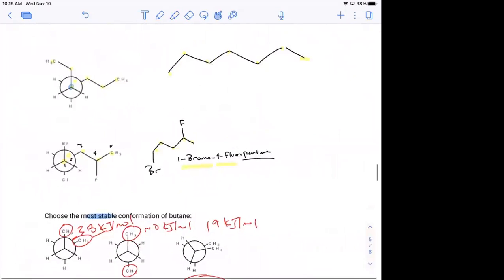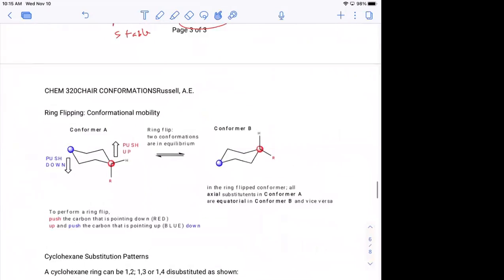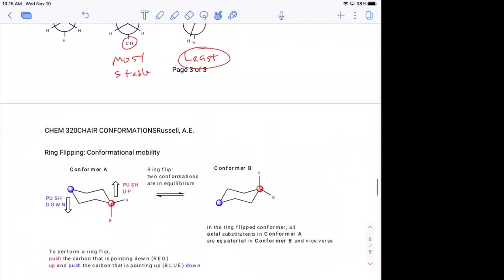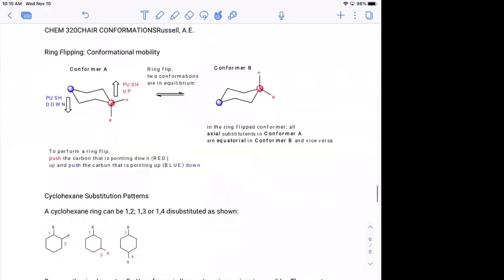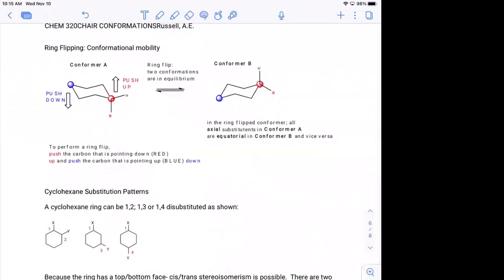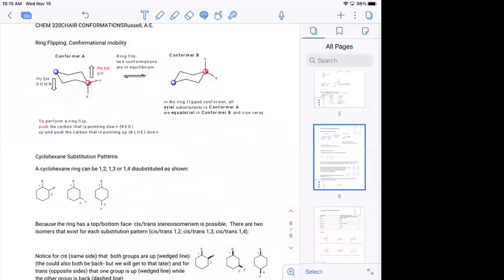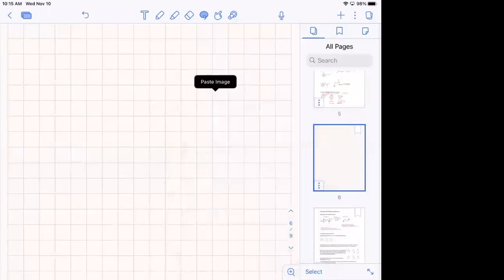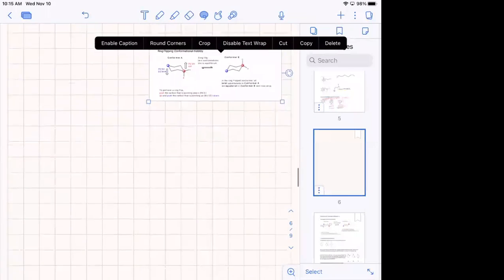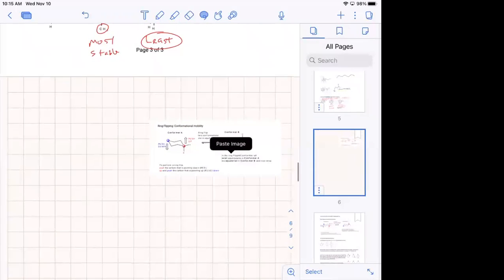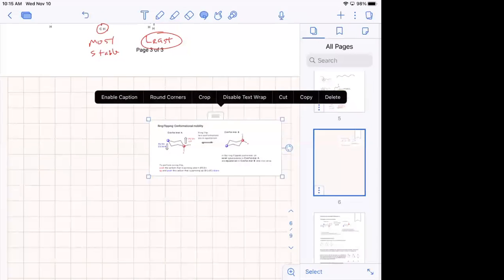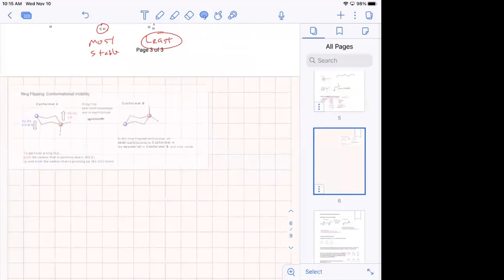All right. Now let's get into the chairs. I gotta add a page because, well actually I'm gonna cut this right here and add it to another page. So I don't want to talk about the disubstituted rings. I want to talk about monosubstituted rings first. And then we'll talk about disubstituted rings.